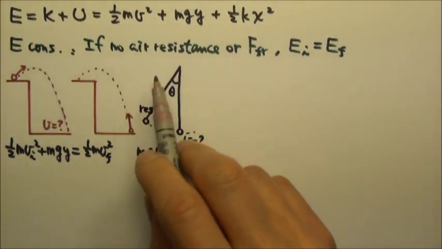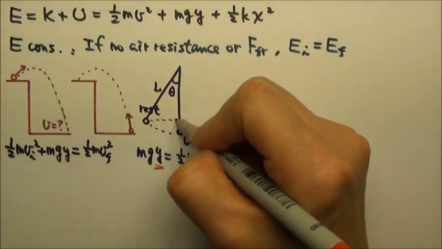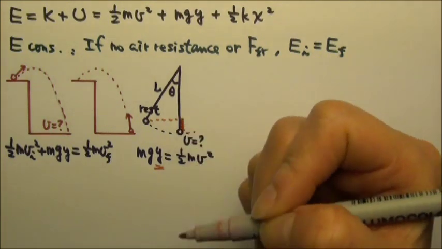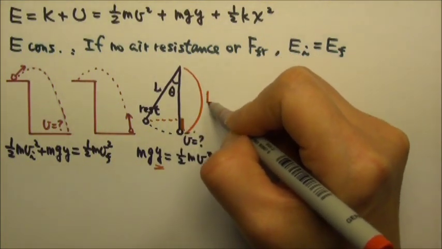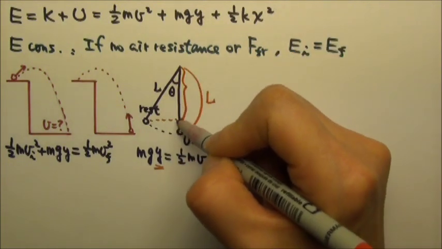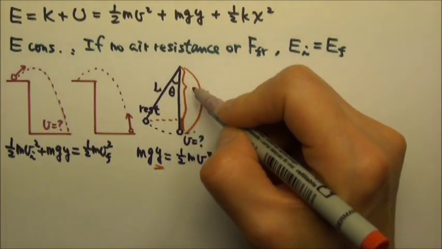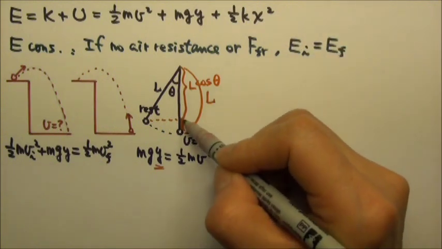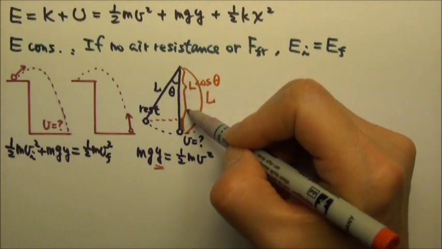The tricky part for this problem is the y. The height is the height above our ground, so this is the y we want. To find the y, we can say this is the length of the string, L, and we can find this distance. If we look at this right triangle over here, that's adjacent to the angle, so that part is L times cosine theta. So the y we need for this is L minus L cosine theta.